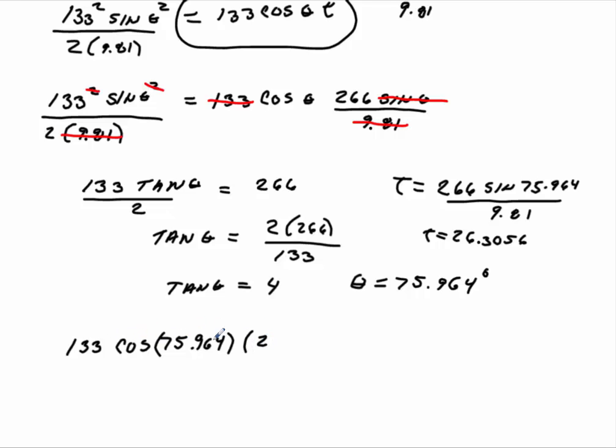Again, all I'm doing is Vix times t. So now we'll run that value times the cosine of 75.964 times 133. That gave me a value for my range, or my x value, equal to 848.531 meters, or 0.84853 kilometers.